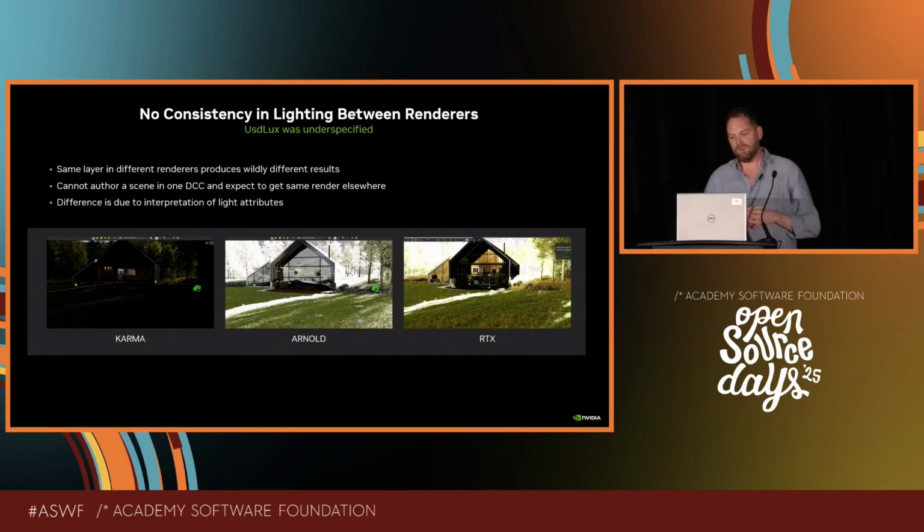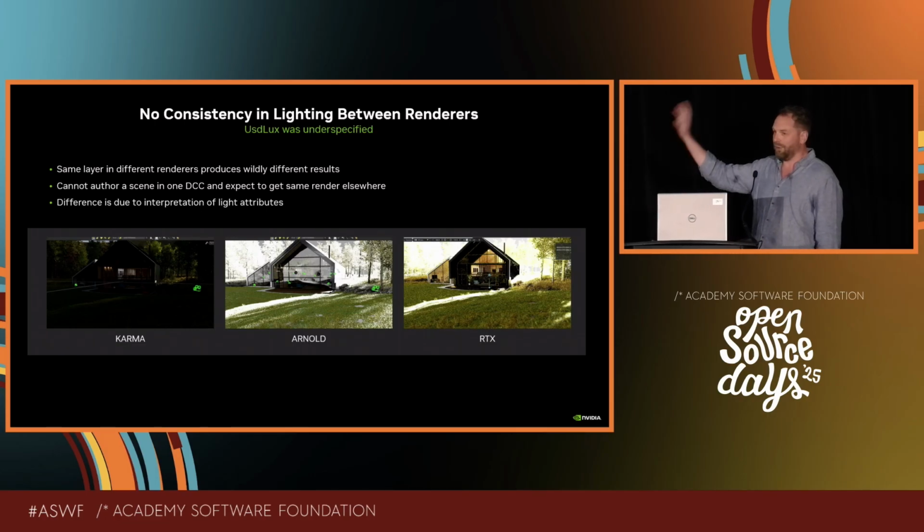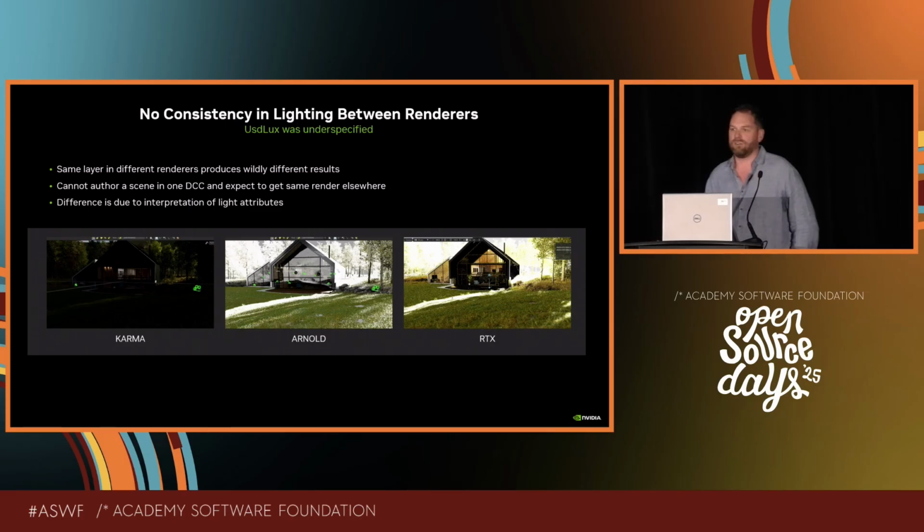So last year, I talked here about the problems in sharing lighting in OpenUSD. Using the Intel Moore Lane scene as an example, the exact same USD layer in different applications and different renderers is giving entirely different results. You can see Arnold and RTX are orders of magnitude brighter than Karma is on this scene. Now, no individual renderer is actually wrong here. The trouble was that UsdLux didn't actually specify what any of the light attributes actually do.